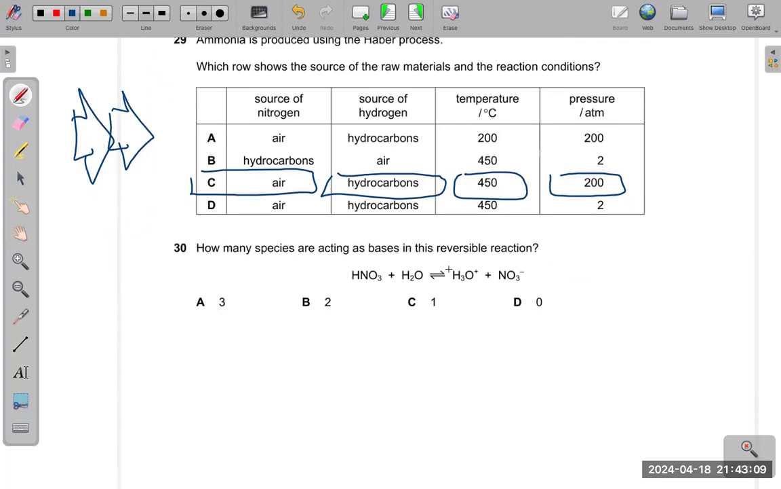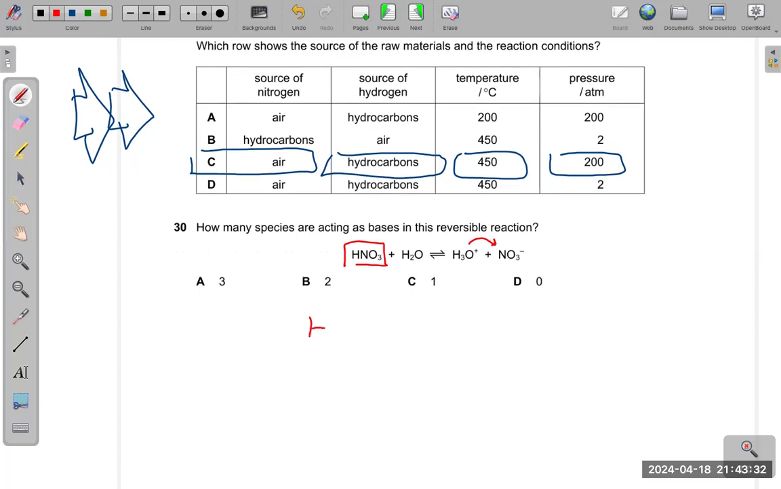How many species are acting as bases in this reversible reaction? What is this question, mister? HNO3 gains a proton. How did you know? Because H3O+ lost a proton, so it is the acid. If I do the reversible reaction, this time the proton will go from here to here. If you are speaking about the forward reaction, this is the forward reaction. Which one lost a proton? This one lost a proton.